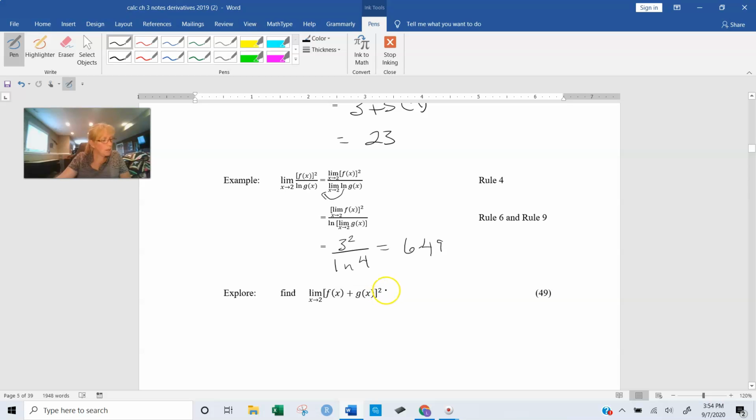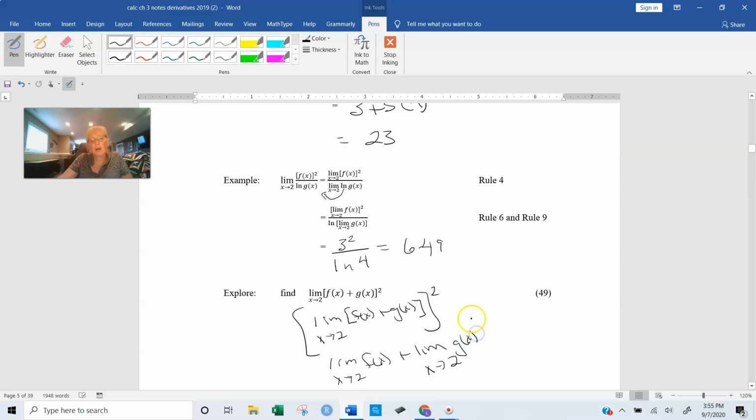Okay, this one here. This one is a little difficult because they want me to square it first and then take the limit of it, which I don't know. But I can take the limit as x approaches 2 of f of x plus g of x, and then take that answer and square it, and it gives me the same thing. Well, next I have to separate out my limits, right? So the limit as x approaches 2 of f of x plus the limit as x approaches 2 of g of x. And I'm going to take that answer and square it.